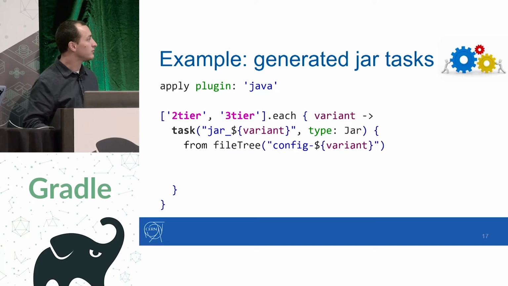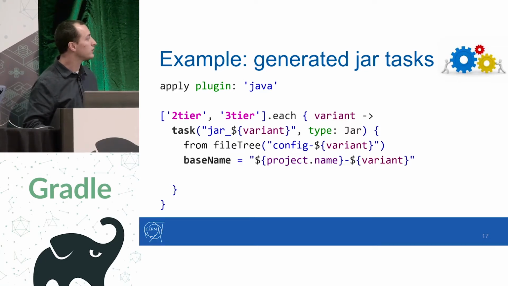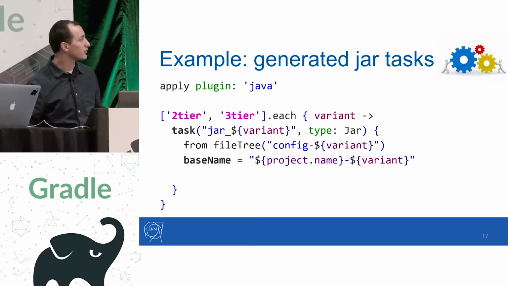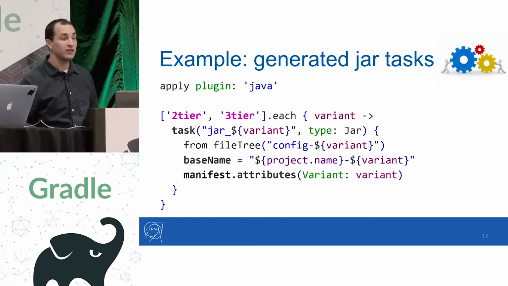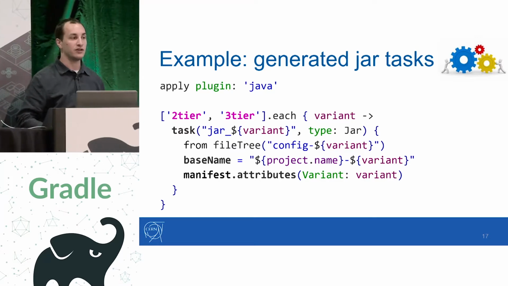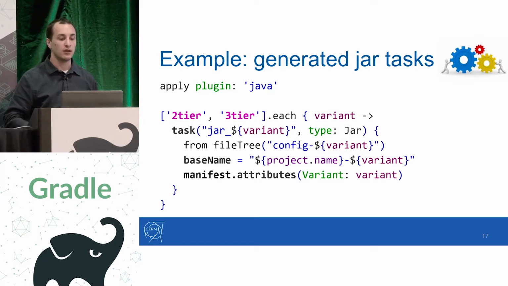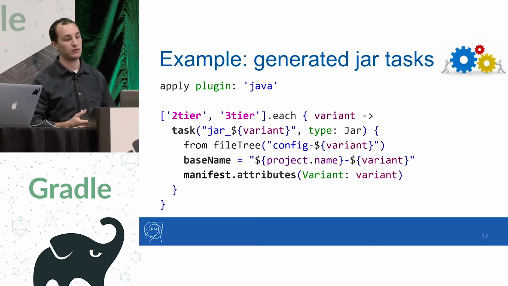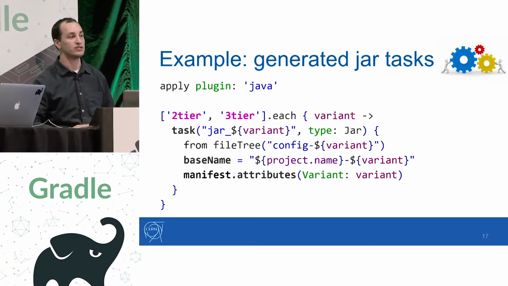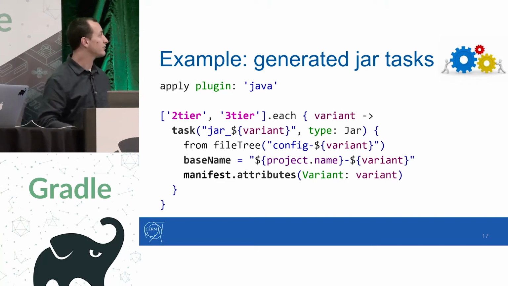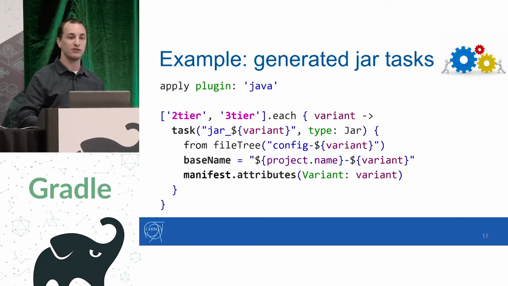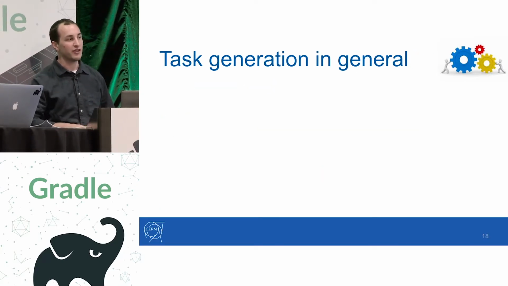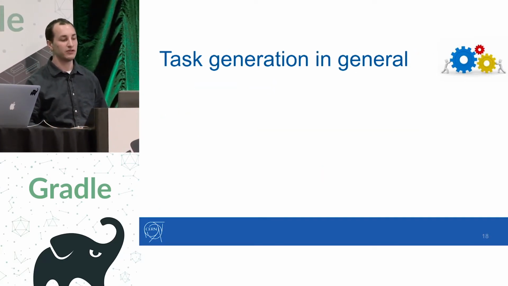We can specify the configuration that we wanted to include, and then set the base name for the generated jar, so they would not collide. And it's simple as that to define an attribute in the manifest. Now, just having these few lines of code enables you to run these tasks and to generate those jars that you wanted. And of course, the list of the variants can be generated from some dynamic source. But let's take a step back and see what this actually is useful for.